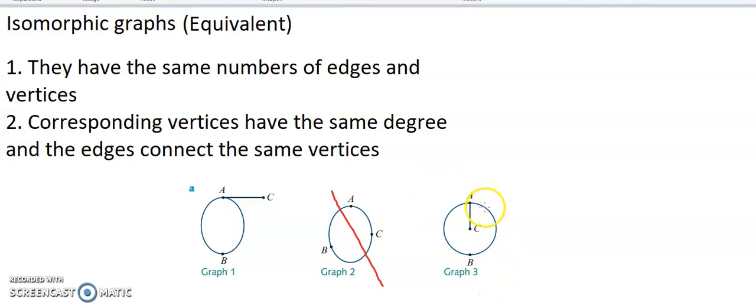If I look at degree, it is how many pathways I have. So C has got 1 pathway. A has got 1, 2, 3. And B has got 2. And that is the same with graph 1. B has got 2 pathways, 1, 2. A has got 1, 2, 3 edges attached, so that's 3 degrees, and C has got 1.